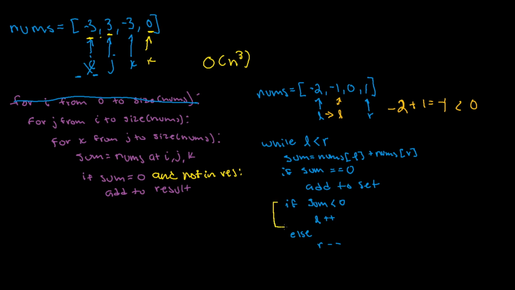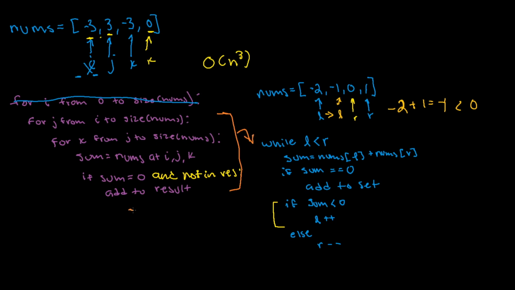So if our sum is less than 0, we want to increment our left pointer by 1. Otherwise, we want to decrease our right pointer by 1, because that means this number is probably going to be smaller, and that'll get us closer to a sum of 0. So what we've done here now is condense these two loops into this while loop.